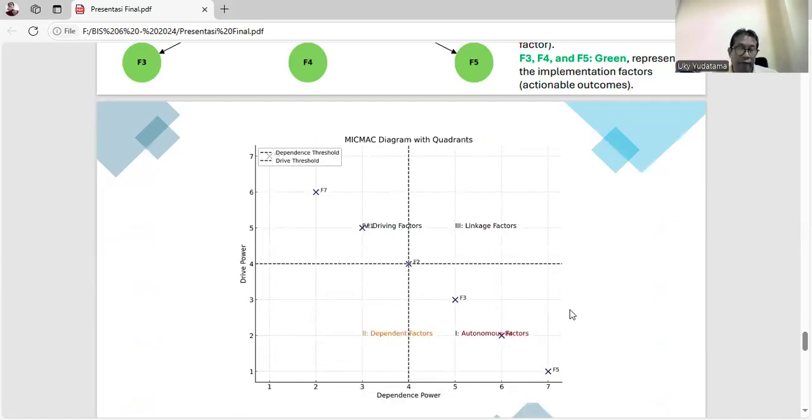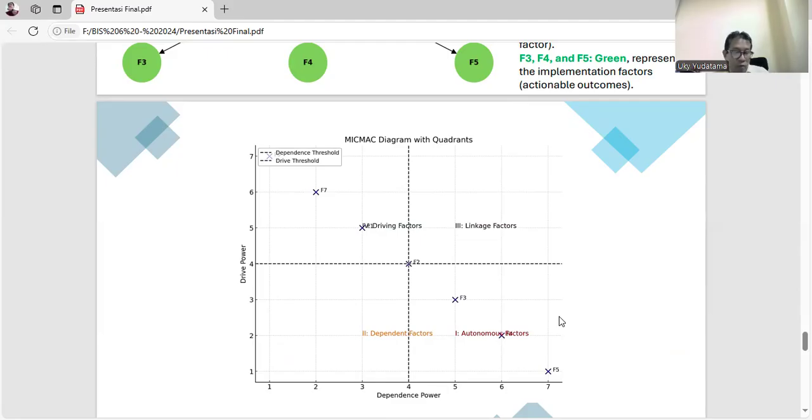A MICMAC diagram with quadrants. This is the MICMAC matrix, the cross-impact multiplication applied to classification diagram, which helps classify the factors influencing academic integrity into four quadrants: driving factor, linkage factor, dependent factor, and autonomous factor.